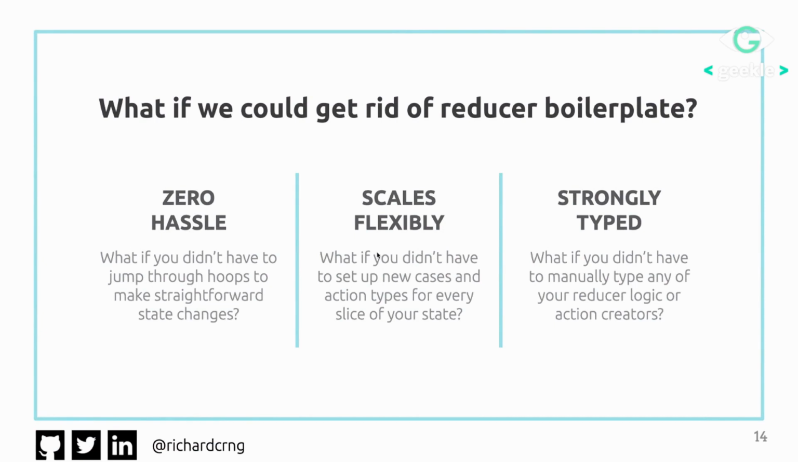This really made me think, what if we could get rid of that reducer boilerplate? I want something where I don't feel like I'm jumping through hoops, where if I can think about the changes, I can just make them happen, so I can concentrate on actually building out my UI. I want this to scale flexibly as well. Every time I add new things into my state, I don't want to be adding in new cases, because that's boring and it means as my state grows, my boilerplate grows with it. I want my boilerplate to be something I write once and forget about, and never have to touch again. And ideally I want it to be strongly typed so that I can use it nicely with TypeScript.